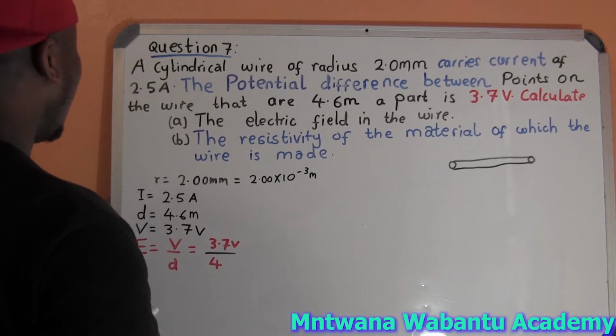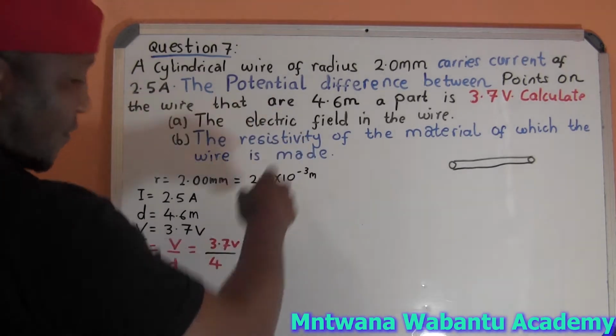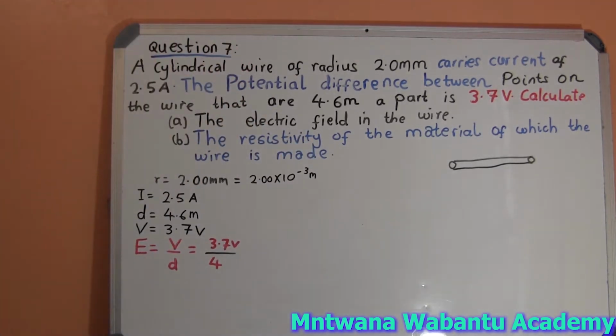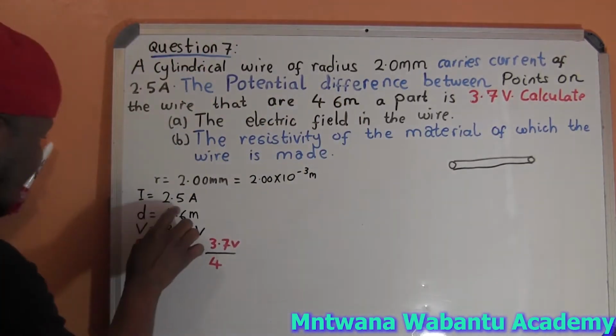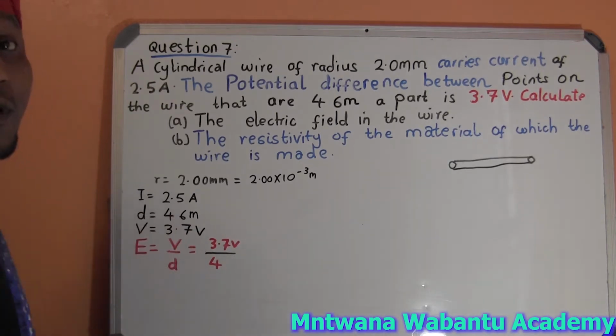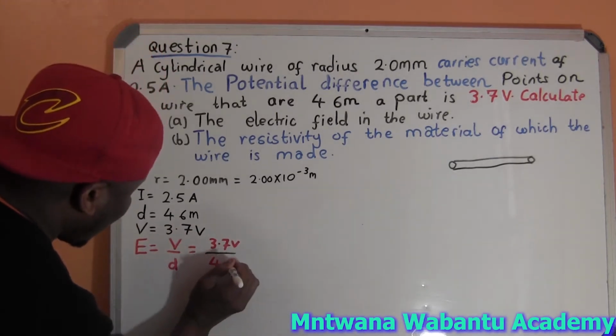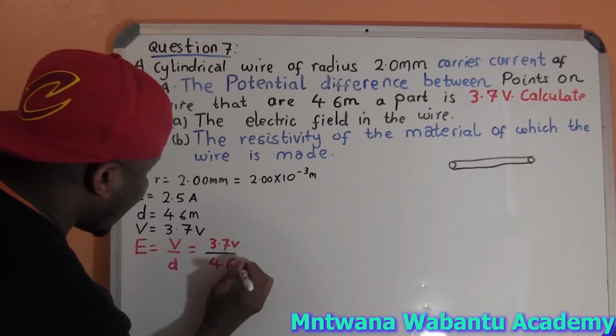4.6 or 46? Let's see again. Let me check in the question just to make sure. Okay, the distance of separation is 46 meters. My apologies, it's not 4.6, it's 46. So this separation is 46 meters.